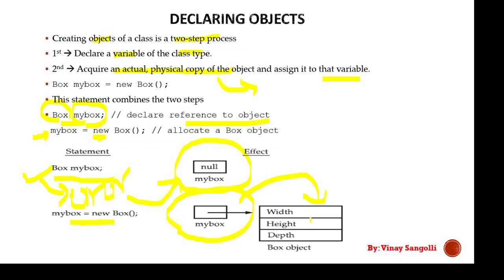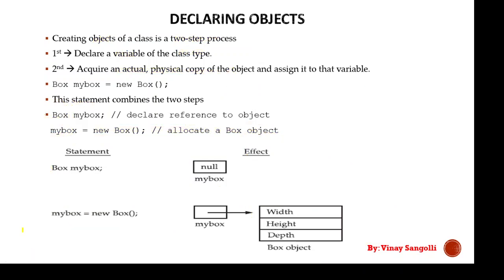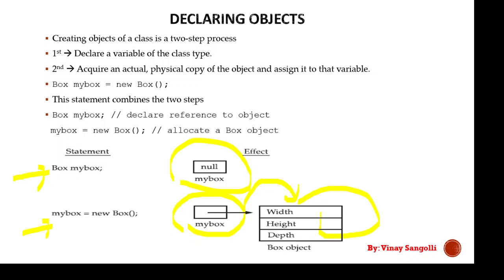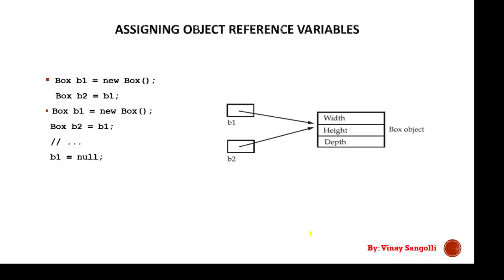The whole effect is shown here. If you observe carefully, when the first statement executes, myBox is assigned null. When the second statement executes, myBox is assigned an object of the class Box, and thereby we can use the variables inside the class Box. This is a very important thing. Now, how is the assignment of the variables done?